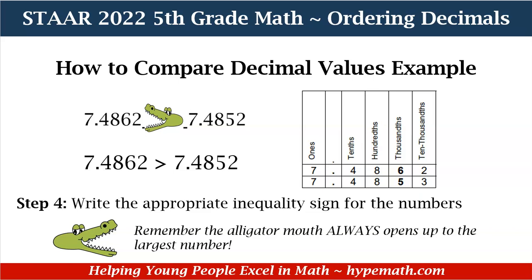7.4862 is greater than 7.4852. Whenever you're ordering numbers, remember, if it's saying greatest to least, the alligator mouth always opens up to the largest number. That's the biggest number, the greatest, to the least number, which is the smallest, and vice versa. If it's asking you to order from the least number, that means the smallest number to the greatest number or the largest number.